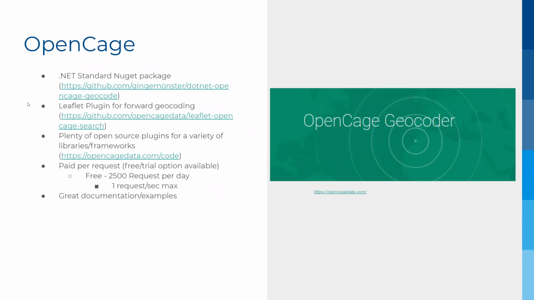So for geocoders, we ended up looking mainly at OpenCage. OpenCage comes with a nice .NET Standard NuGet package that is well maintained. It also has a nice Leaflet plugin for forward geocoding. So that was really handy, so that when the user clicks on the map, I can immediately geocode that to an address. And it doesn't have to go through our backend, then to their API, and then come back out. It just goes boom to their API and comes back.